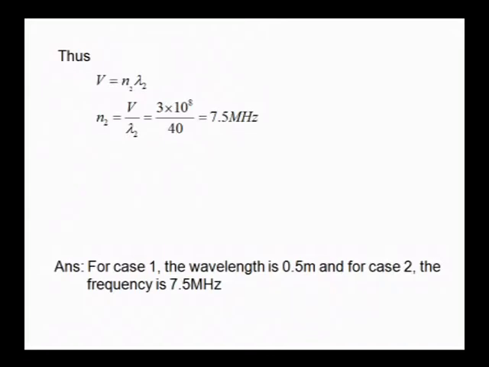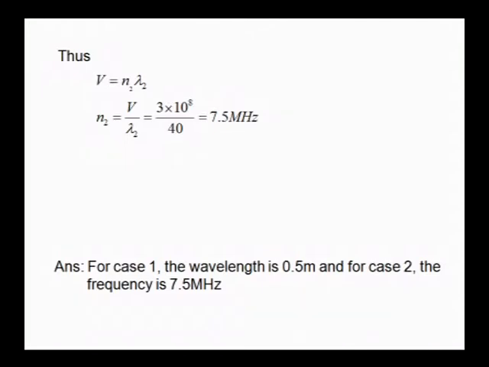So, again using the formula, V is equal to N2 lambda 2, N2 is equal to V by lambda 2. The lambda 2 is given as 40 meters and the velocity is 3 into 10 to the power of 8 meters per second. So, substituting these values, we get the frequency as 7.5 megahertz. So, for case 1, the wavelength is 0.5 meter, and for case 2, when the wavelength becomes 40 meters, the frequency becomes 7.5 megahertz.